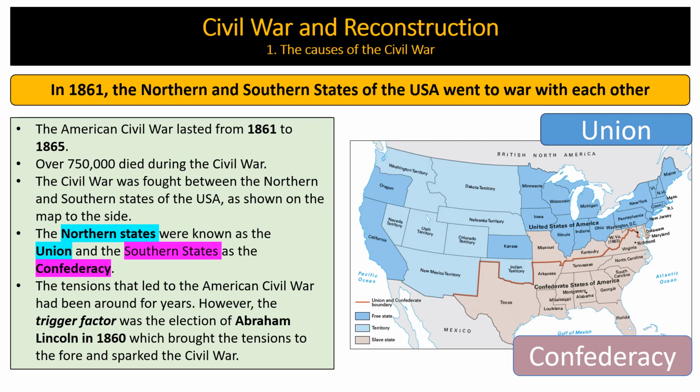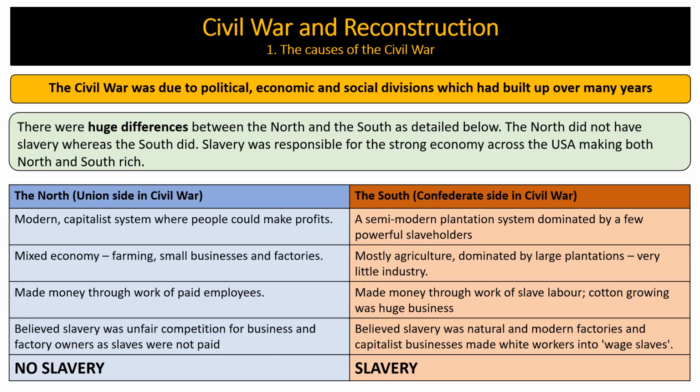So slavery is obviously going to be a key issue identified in any analysis on the causes of the Civil War. Now, the Civil War is caused by political, economic and social divisions which have built up for years. It's very important to know there are huge differences between the North and South. The North did not have slavery, whereas the South did, and slavery was responsible for the strong economy across the USA, making both the North and South rich.